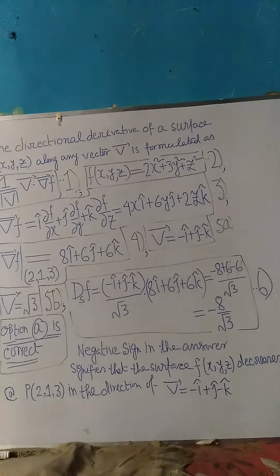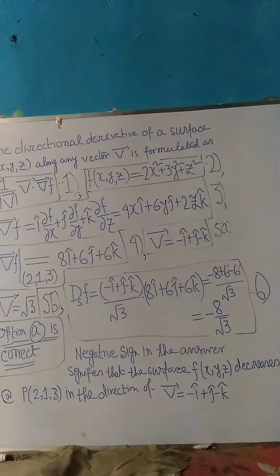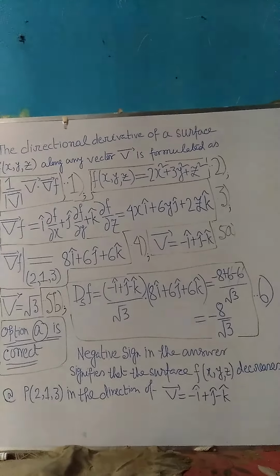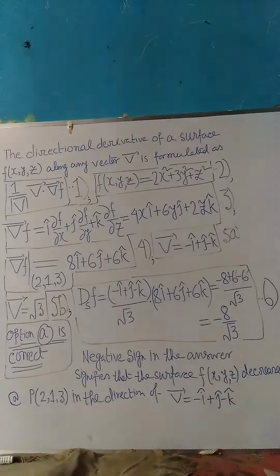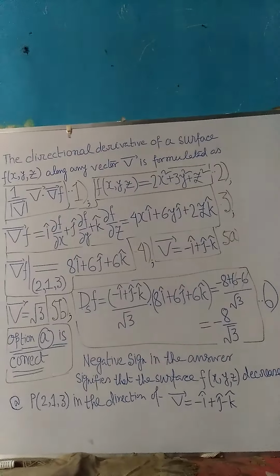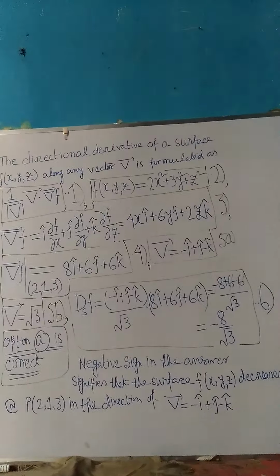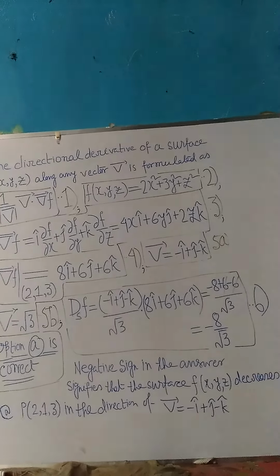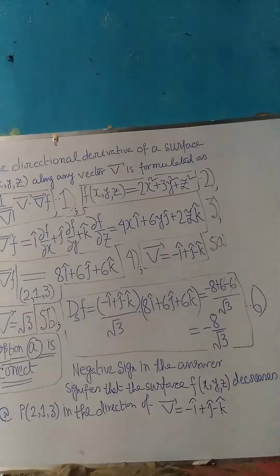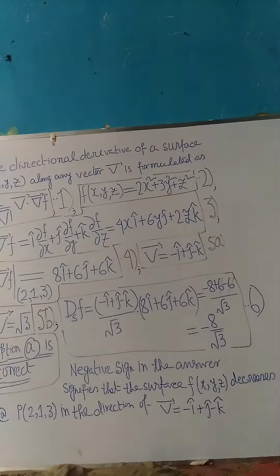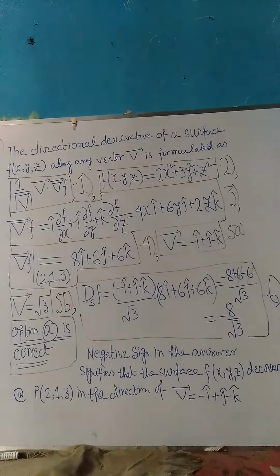Now, the gradient of the surface at the point P, that is 2, 1, 3, is given by equation 4. Please pay attention to equation 4. As you can see, the gradient of f at the point 2, 1, 3 is 8i cap plus 6j cap plus 6k cap. Now, in this problem, v vector equals minus i cap plus j cap minus k cap, which is expressed in equation 5a. Please find equation 5a appearing adjacent to equation number 4.